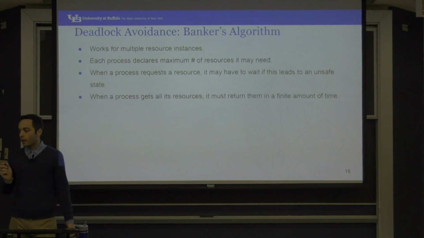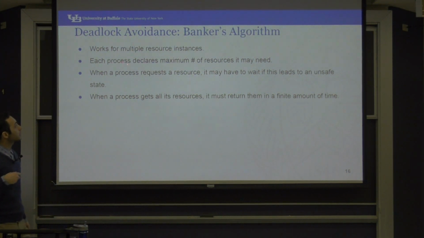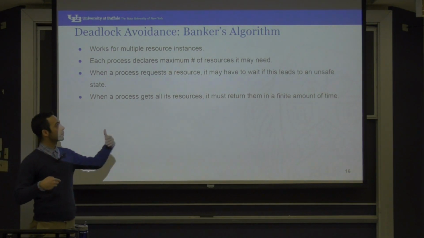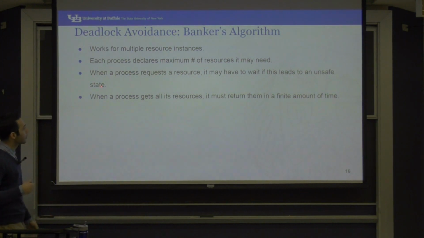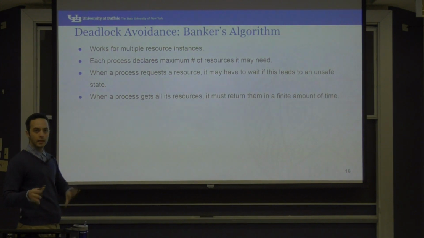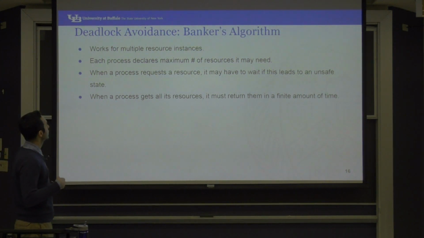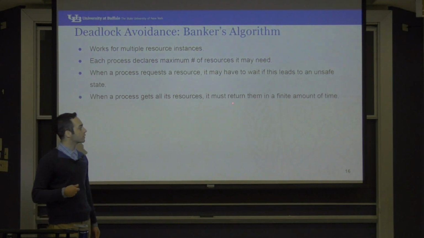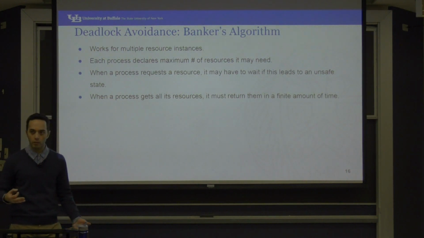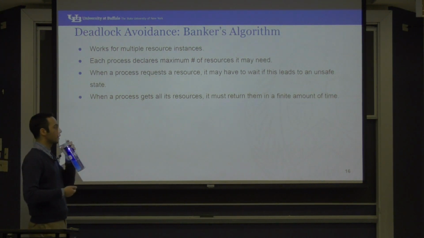All right, so now the banker's algorithm. The banker's algorithm is a little bit more general because it is also used with multiple resource instances. Each process has declared the maximum number of resources it may use. And when a process requests a resource, it may have to wait if this leads to an unsafe state. Basically, that's what we have spoken about, but more official, more formal in mathematics. When a process gets all its resources, it must return them in a finite amount of time, right? Because we might be holding other processes back from progressing. Now, this process should finish and return its resources.